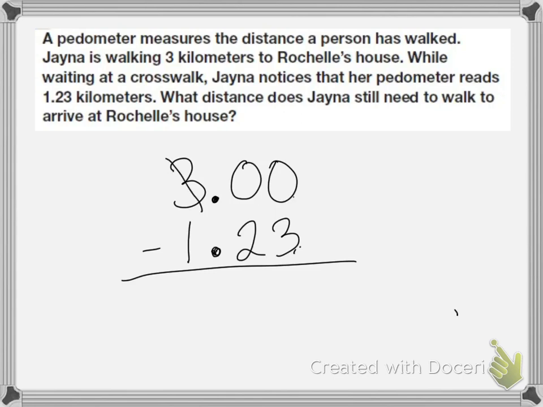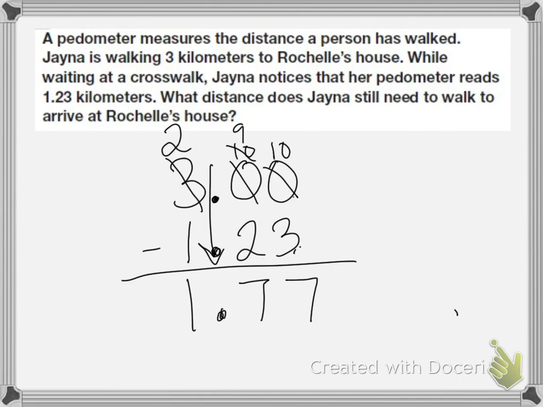Go all the way to the left, borrow from the 3. 3 becomes a 2. This becomes a 10. I have to borrow from it for this last 0. 10 minus 3 is 7. 9 minus 2 is 7. Decimal goes straight down. And 2 minus 1 is 1. So she still has 1.77 kilometers before she gets to her friend's house.